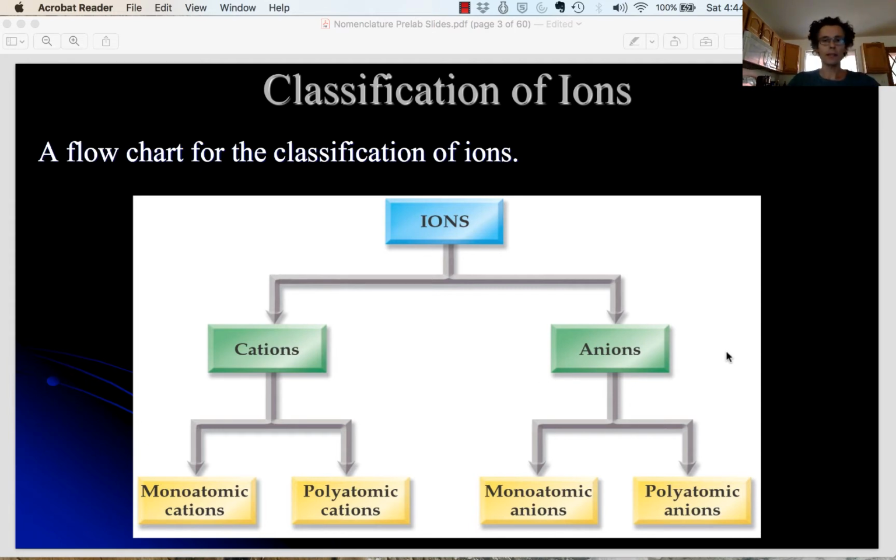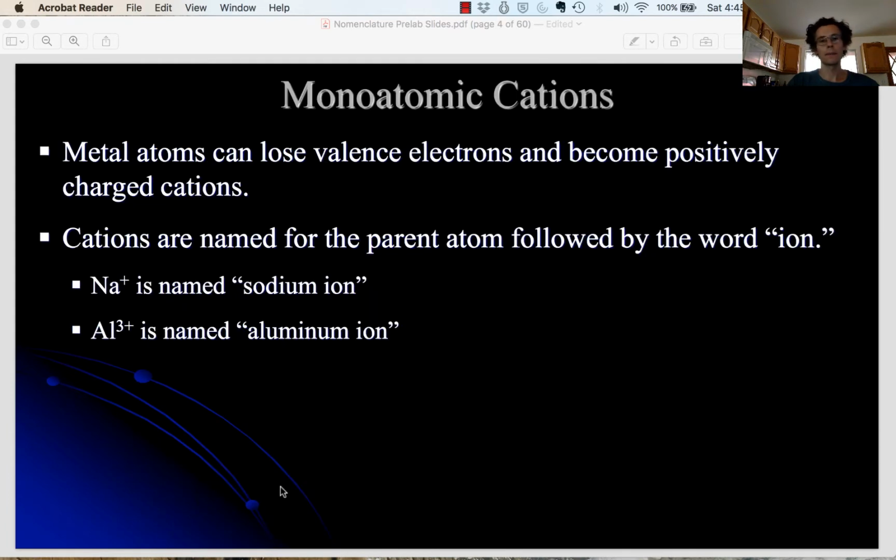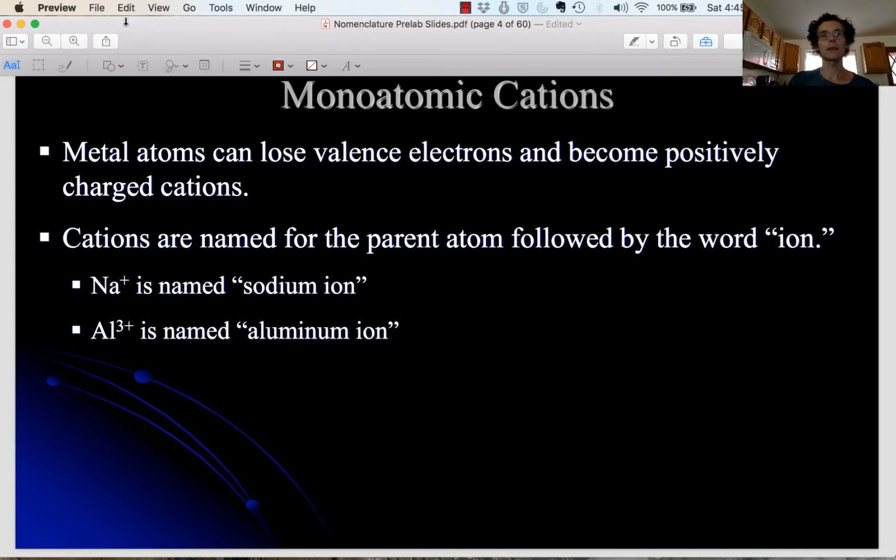From both of those, cations and anions, you can further delineate them into monoatomic or polyatomic cations or anions. Monoatomic cations are generally going to be metals that lose electrons to become positively charged. When we name a monoatomic cation, we're just going to use the parent element name, followed by the word ion.